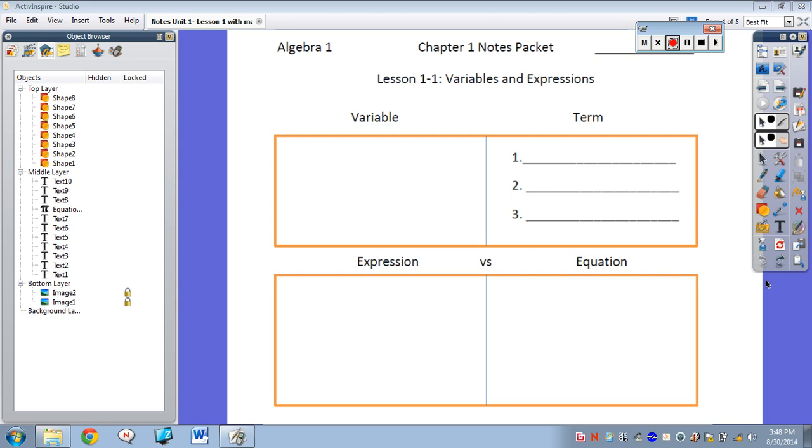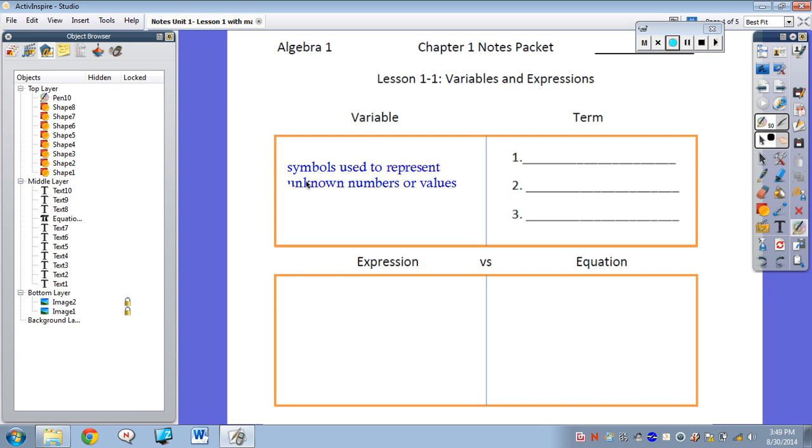All right, variables and expressions. We'll begin the unit by talking about what a variable is. So a variable is symbols used to represent unknown numbers or values. A lot of times in algebra, we will use letters to designate a variable. So letters like X, A, and B, any letter of the alphabet, is called a variable because it's used to represent a number or a value of a number that you do not know. So it replaces that number until you actually figure out what that variable represents.